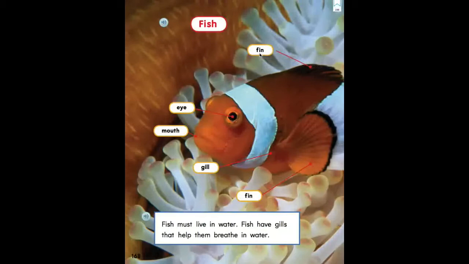So this says fin, and it points to a fin. This says eye, it points to an eye. This says mouth, it points to a mouth. This says gill, and it points to his gill. This says fin, points to a fin. Let's read. Fish must live in water. Fish have gills that help them breathe in water. That's very special. We can't breathe in water. Fish are a special animal group, so gills make them very special.